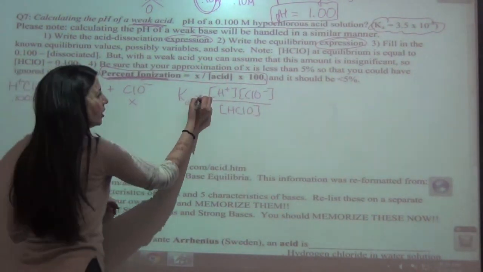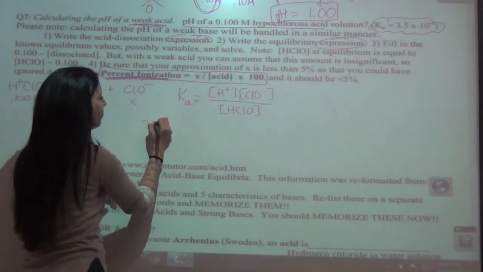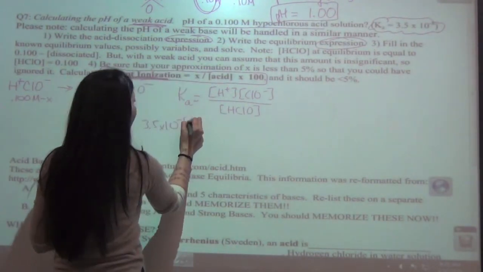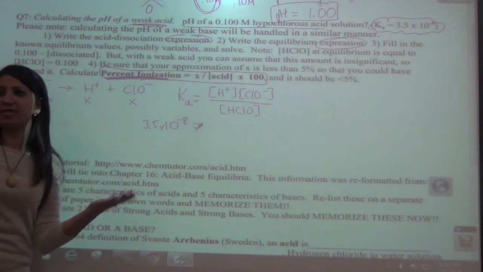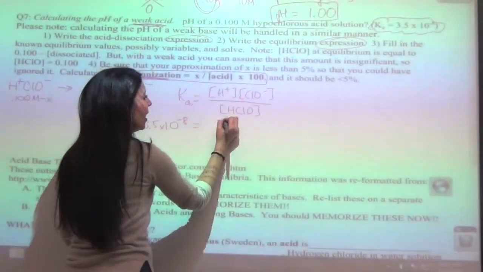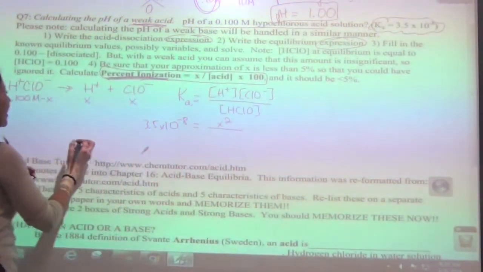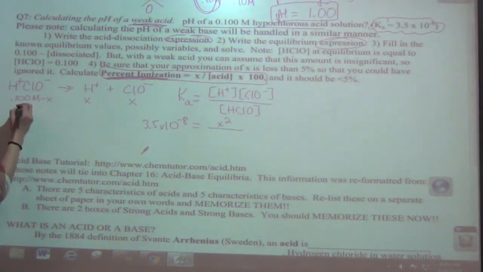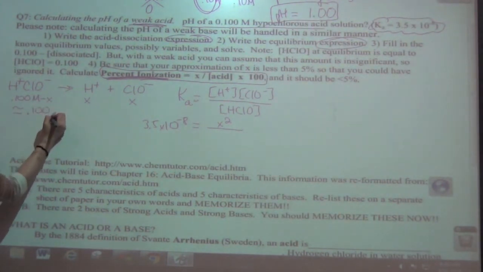Okay, so what do I know? What can I fill in? Do I know the Ka? Yes, it's right up there. It's 3.5 times 10 to the negative 8. Are there units? No, remember K is an equilibrium position, okay? And so now we've got H plus and ClO minus. We know that those are both equal to X. So then I'm just going to call that X squared, divided by 0.100 molar minus X, but I'm going to say that this is approximately equal to 0.100 molar.